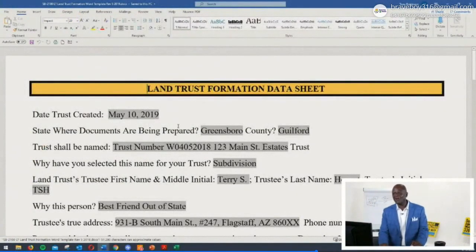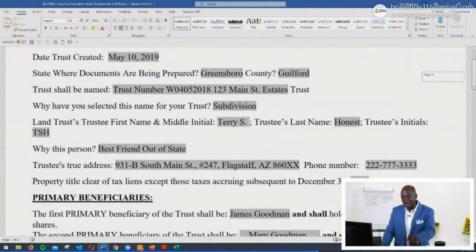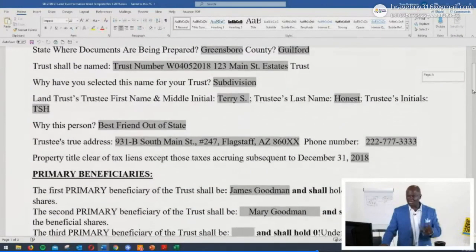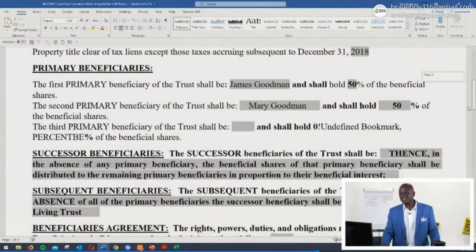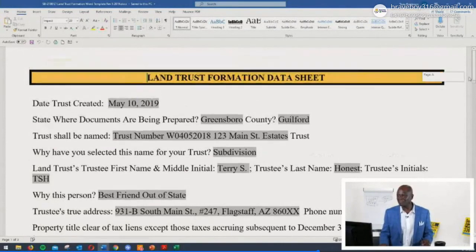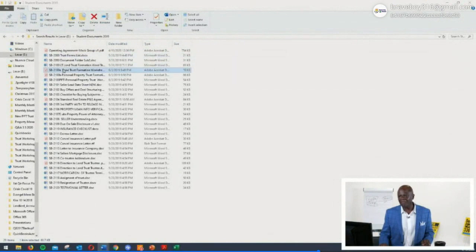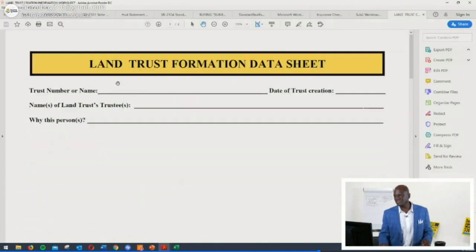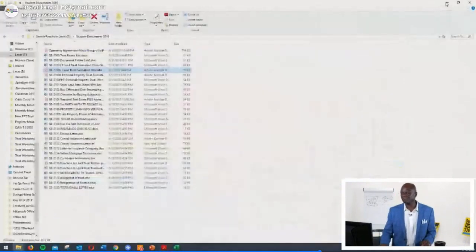Everybody saw the land trust agreement before. Same land trust agreement that you use for your property. Same thing you're going to use for the trust, except creating your trust for your subject to property. I don't have to walk back through that. We've completed the land trust and we completed the personal property trust, so you have that as a part of your documentation. You have your land trust formation data worksheet. This is what you're going to use to create all the information to formulate your trust.